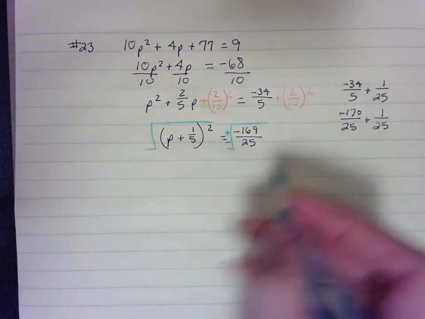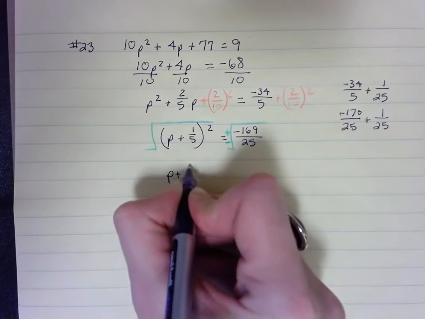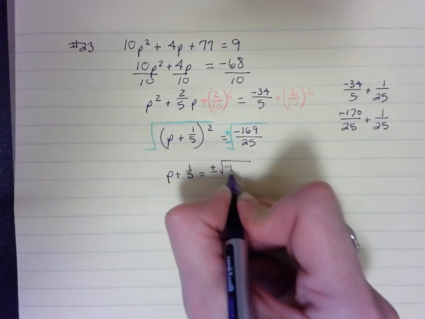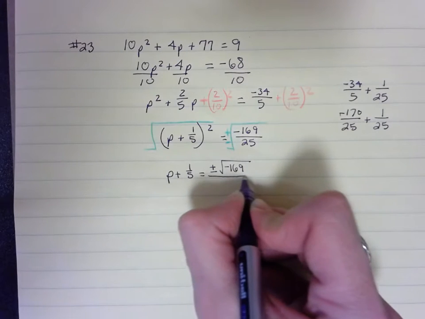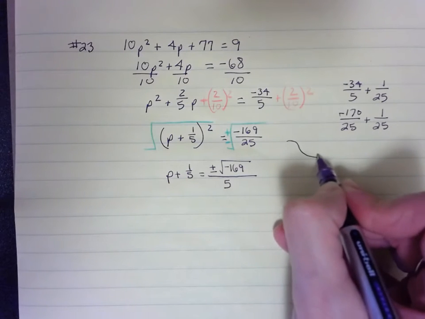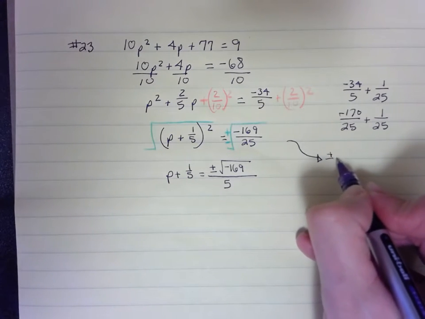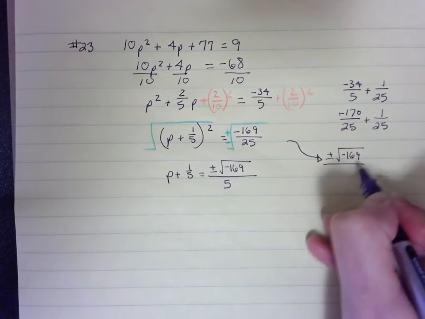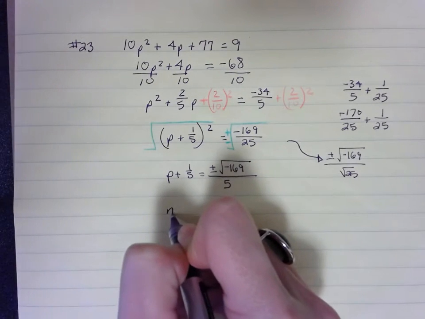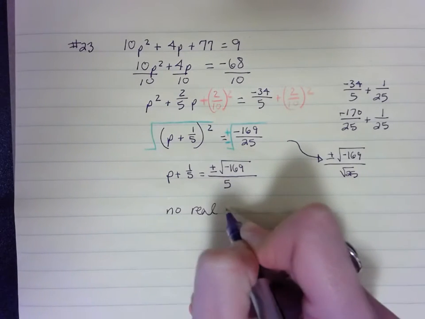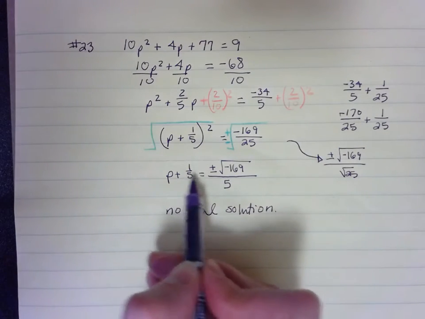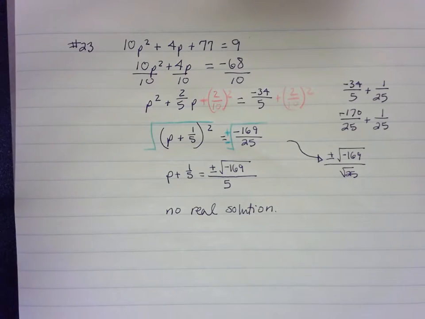There we go. And so we get p plus 1/5 equals plus or minus the square root of negative 169, and I'm just going to go straight through that final step and make this a 5 here. Now how did I do that? I did that by breaking this up to plus or minus the square root of negative 169 over the square root of 25, and I can make the square root of 25 5. And again, I'm not going to have a real solution, so no real solution. Tomorrow we're going to work on how to actually solve for this even though there's no real solution.